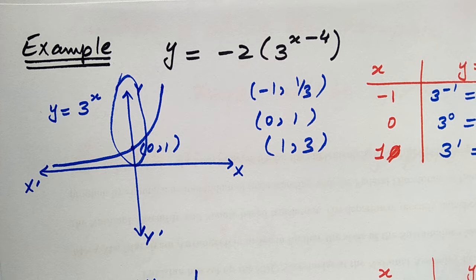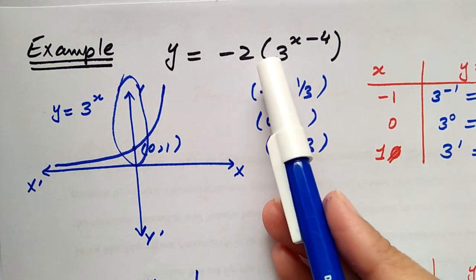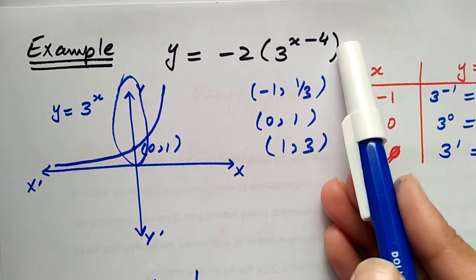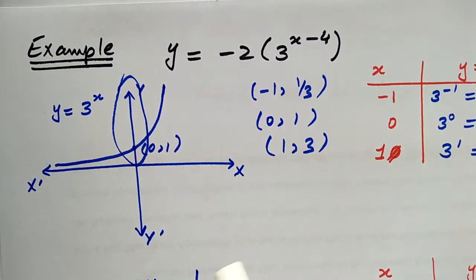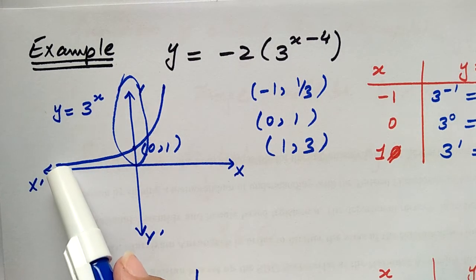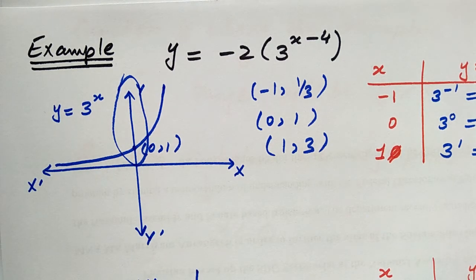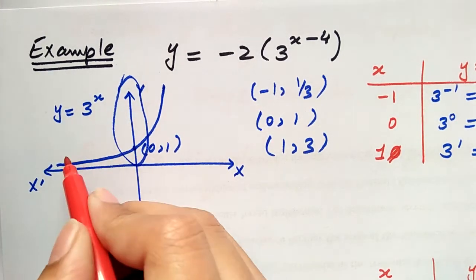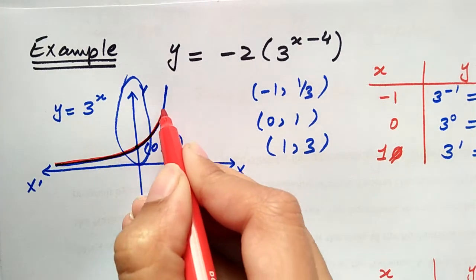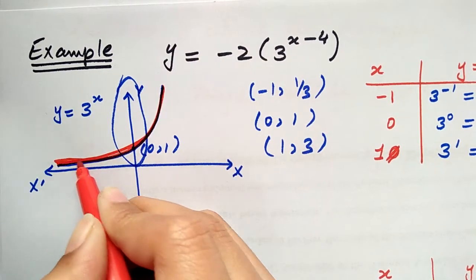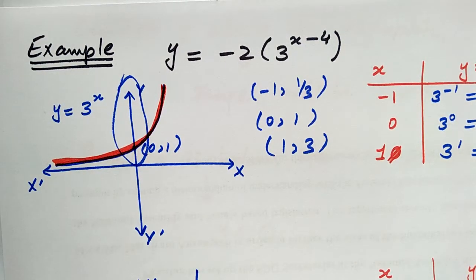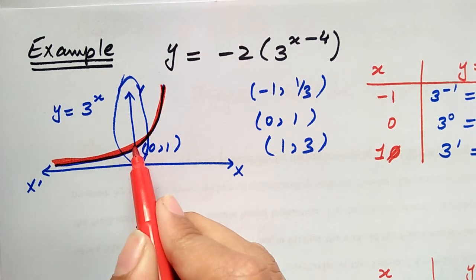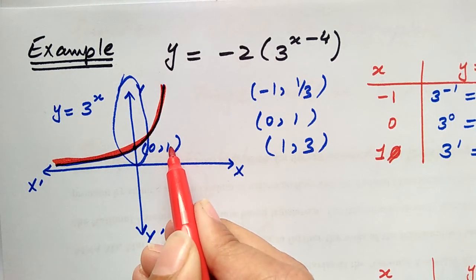Now consider an example. I want to draw the graph for y equals negative 2 times 3 raised to power x minus 4. First of all, I will draw the graph for parent function, that is y equals 3 raised to power x. This is the graph for y equals 3 raised to power x.